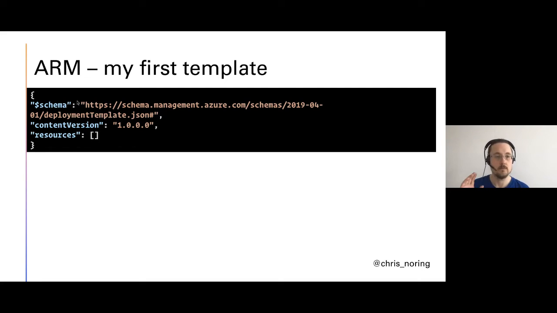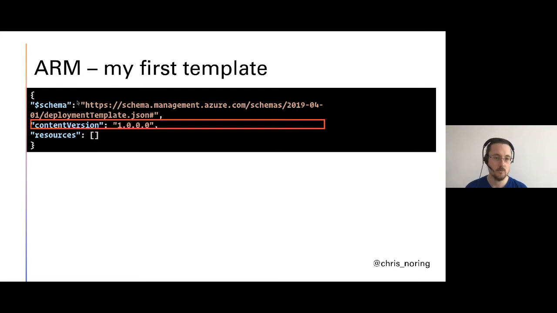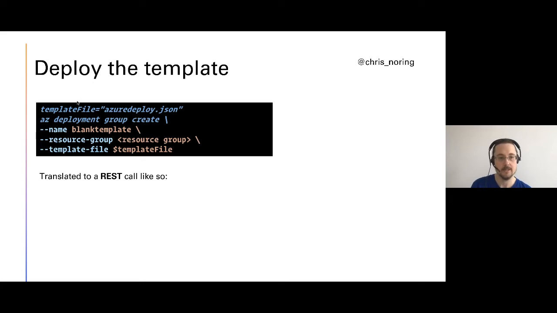So we have the schema. It's worth mentioning that this is a schema you need to point to. There have been different schemas historically, as you can see from the schema here, it has this notion of a date. We also have a content version, so we can have these schemas in different versions. Make sure you pick the correct one. And lastly, we have the resources array, and this is where the resources that you want to deploy exist. So now you hopefully know what a very bare-boned ARM template looks like.